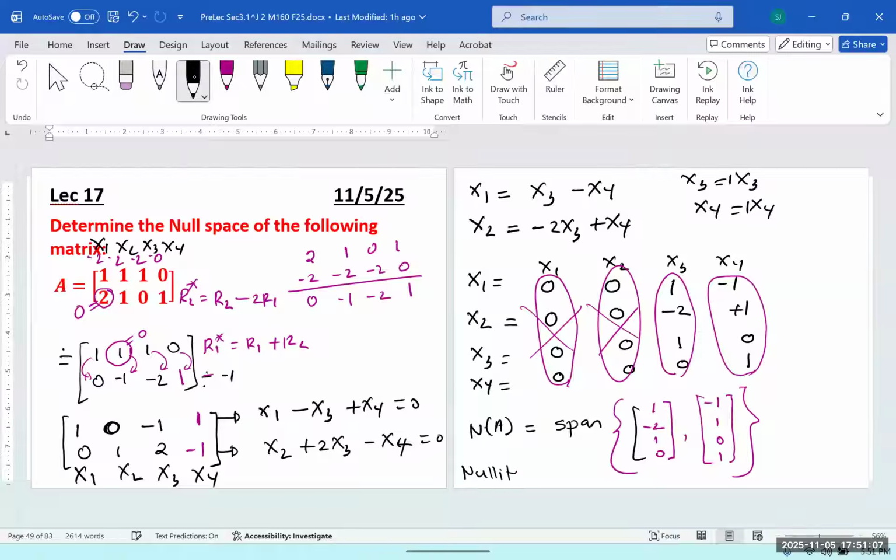So what is nullity? It means the dimension of the null space. It is 2, because we have two vectors. This is 1, and this is another one. 2. Any question? No question, no comments.